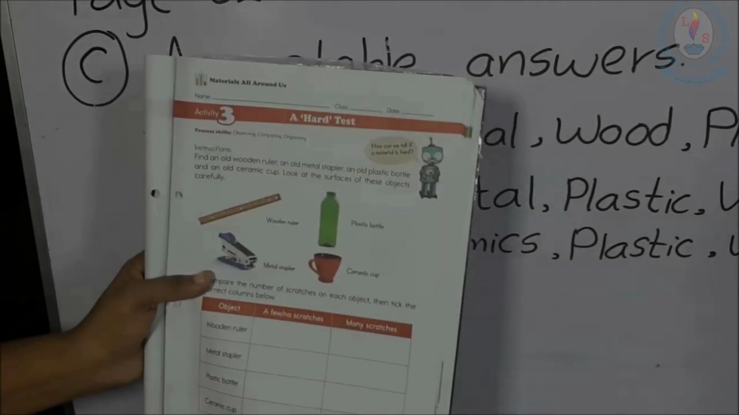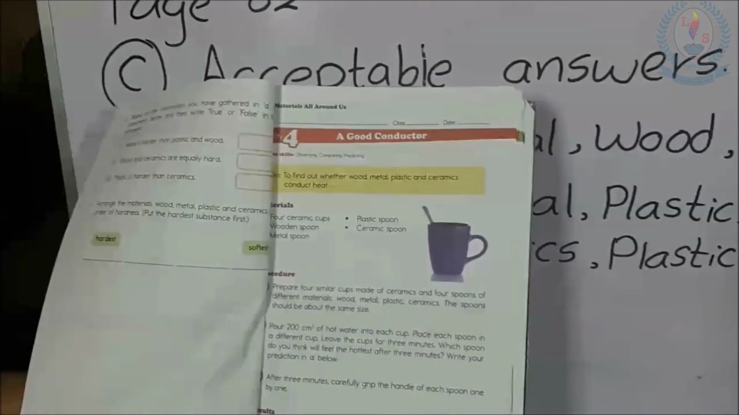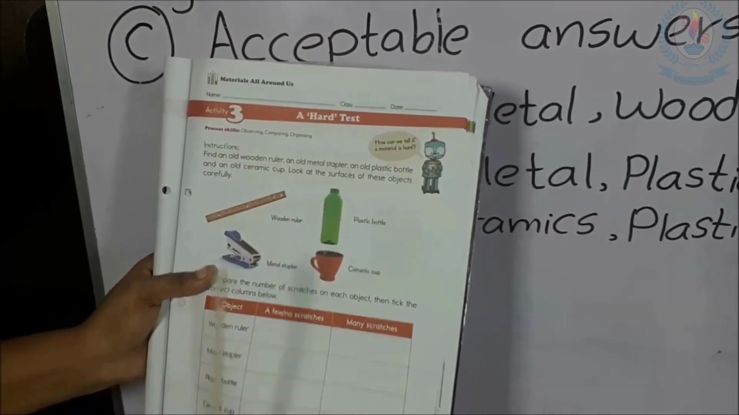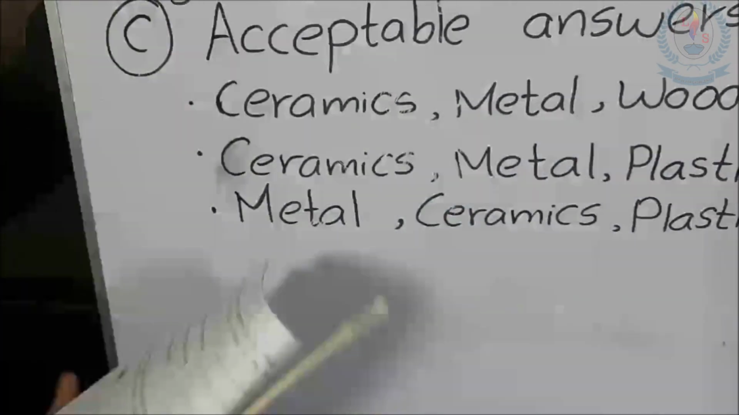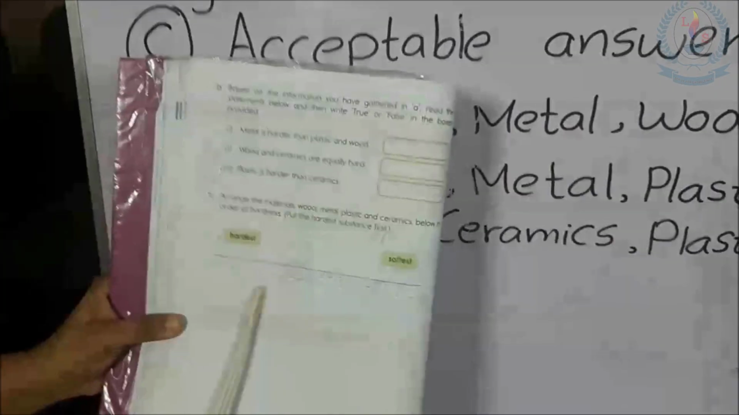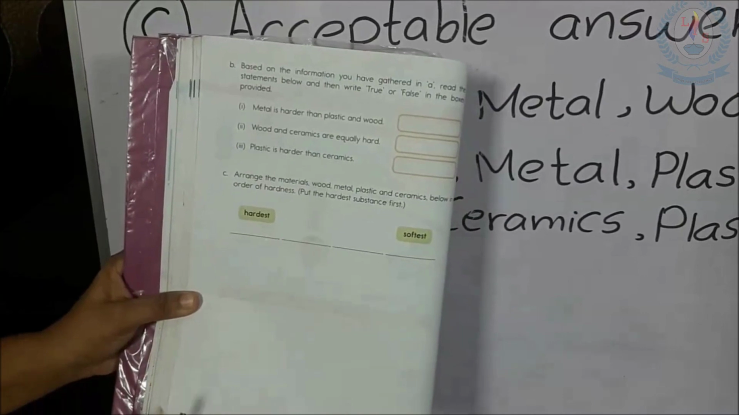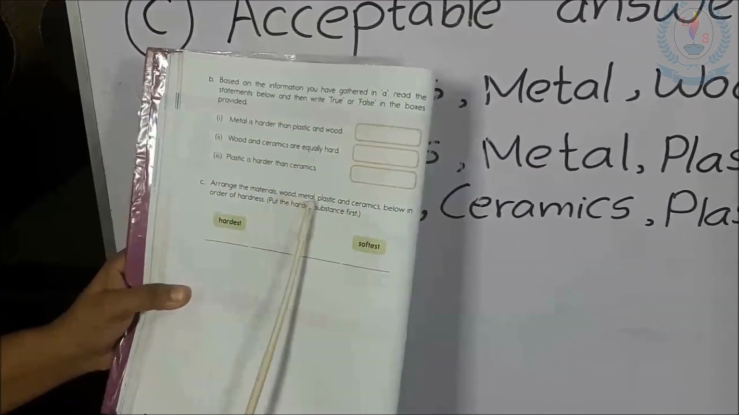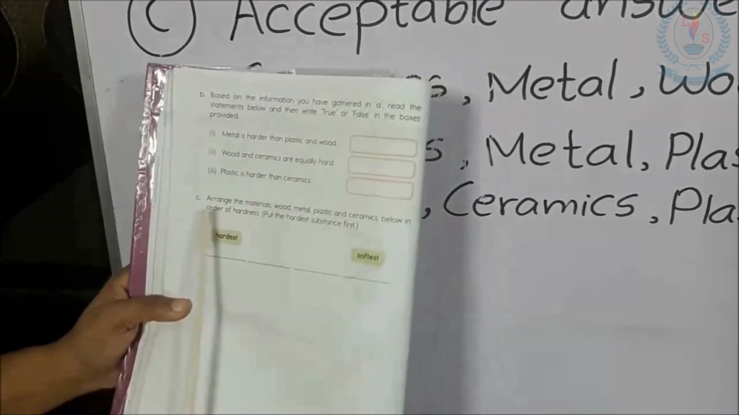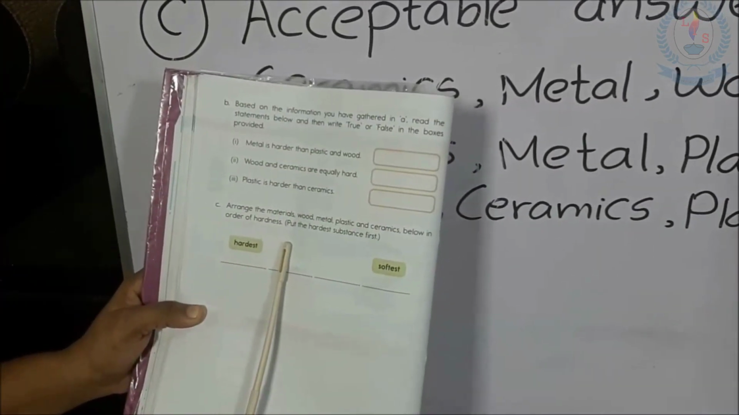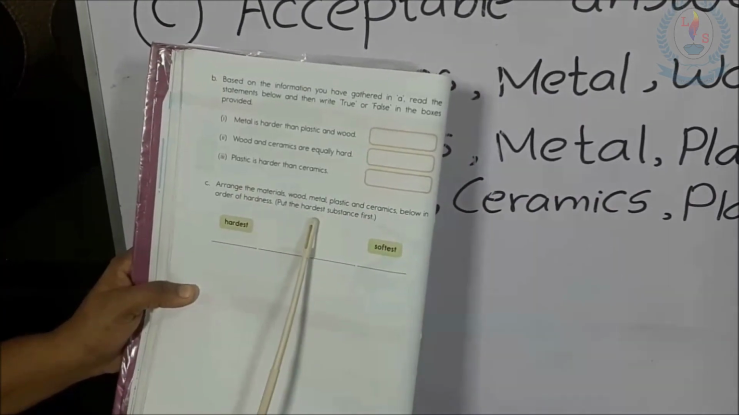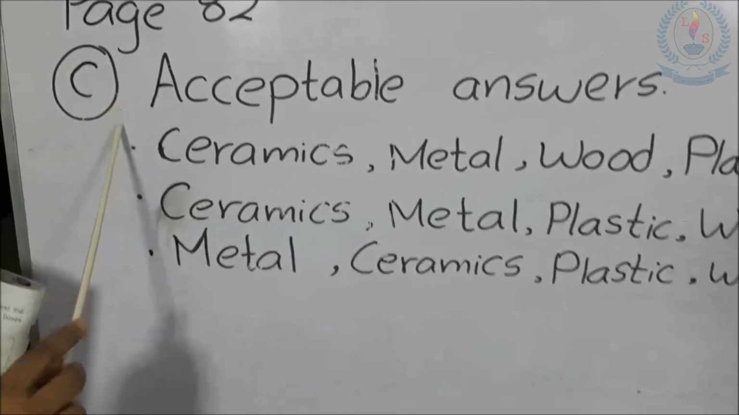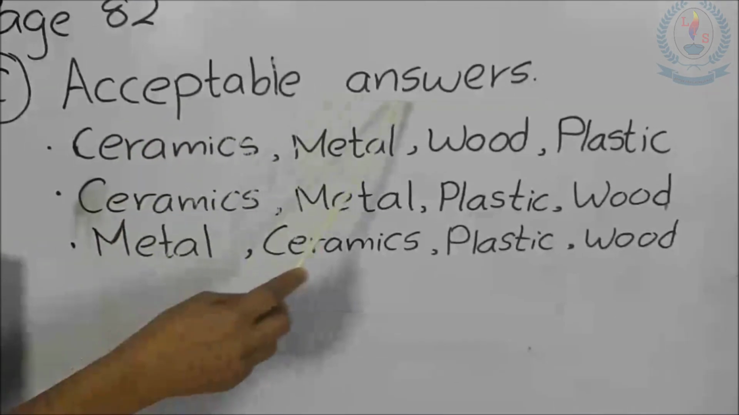Turn to page number 81 and 82 in your workbook. Read the instructions and do the activity. At the end of the activity, there is a question on page number 82. They ask us to arrange the materials, metal, plastic and ceramics below, in order of hardness. You have to start with the hardest substance first. There will be 3 acceptable answers.